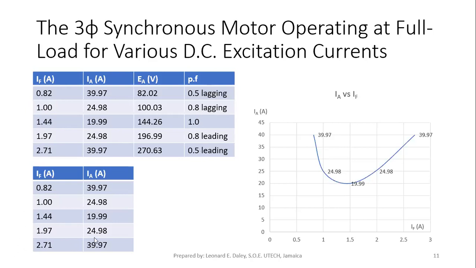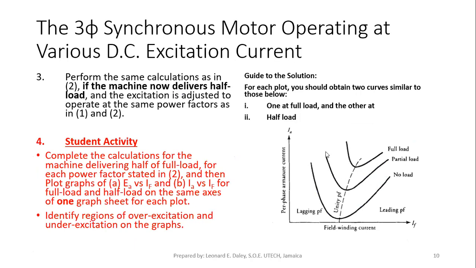All right, and then this table down here is used to plot this graph. So this will be the full load graph, and then you will also be plotting the half load graph after you do the calculations for half load. All right. So this actually has the shape of a V. It probably looks a little bit better here. So these are called the synchronous motor V curves.